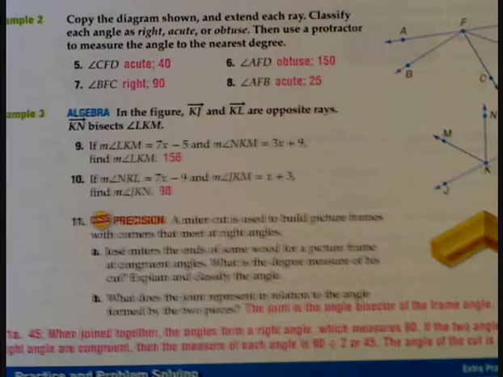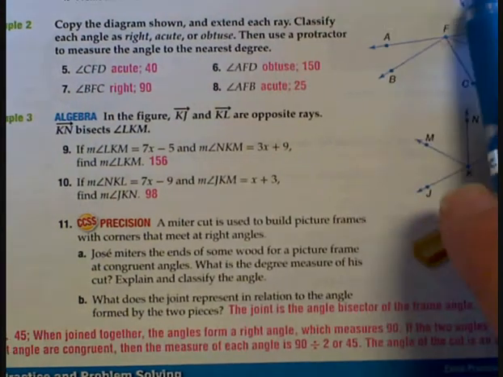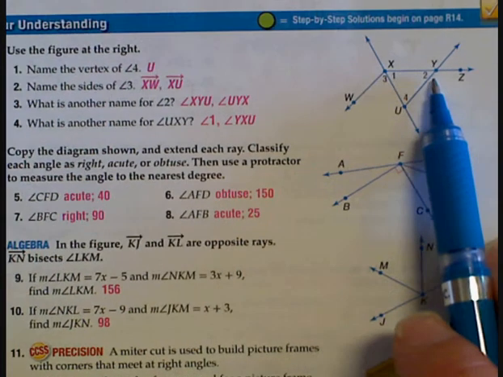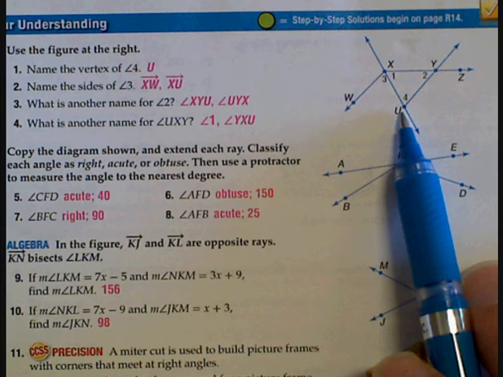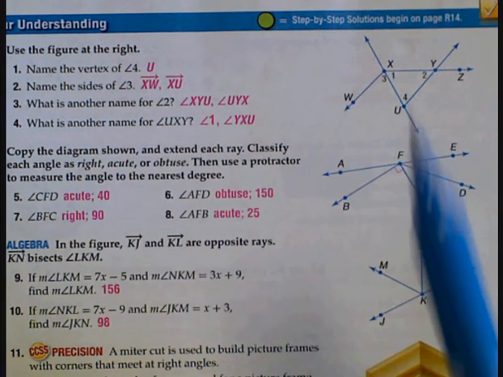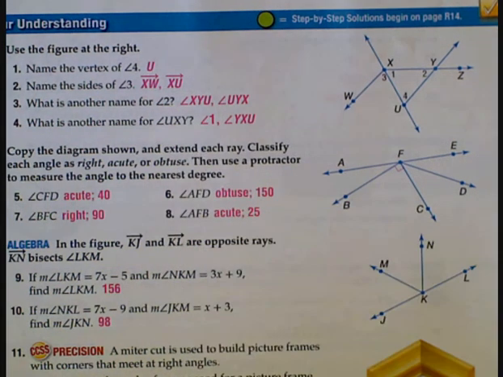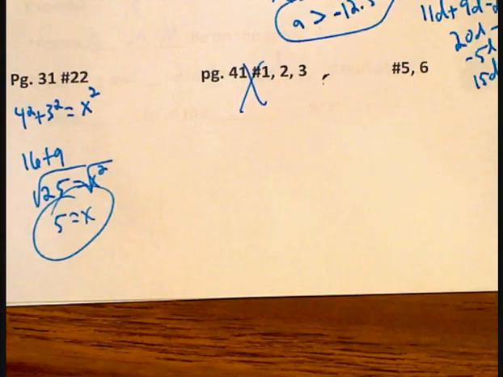Number 3. What is another name for angle 2? So instead of saying angle 2, I could say angle XYU, or I could say UYX. That's what they had as well. So I did page 41.